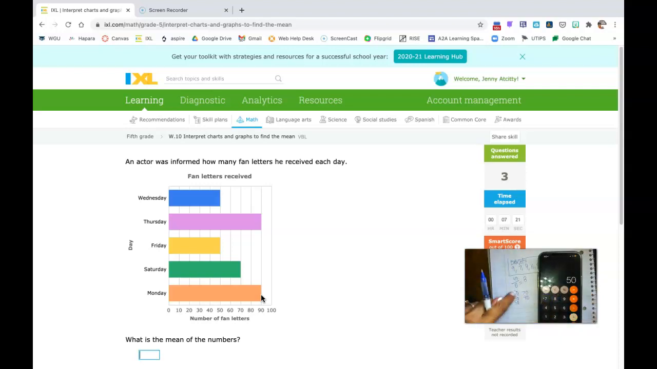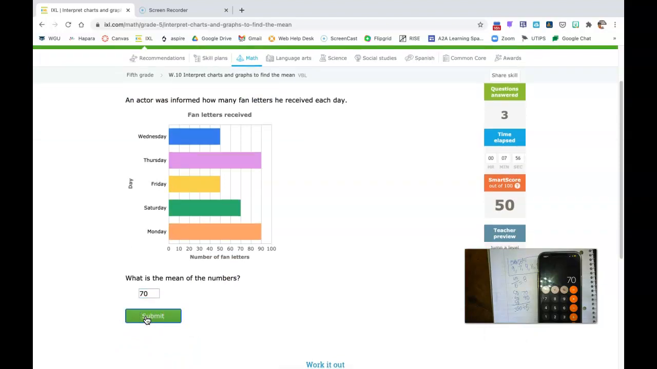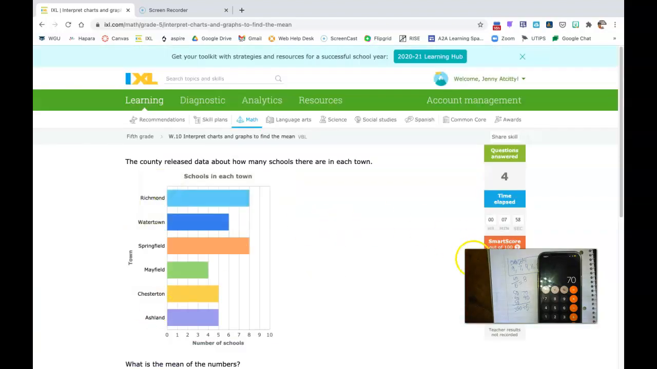So now I'm just going to add those numbers together. So I'm going to add 50 plus 90 plus 50. I'm being very careful. 70 plus 90. And I get a sum of 350. And I'm going to add those one more time. 50 plus 90 plus 50 plus 90 and 70. And I have 1, 2, 3, 4, 5 numbers. So when I divide that by 5, I get the mean of 70. And that is correct.